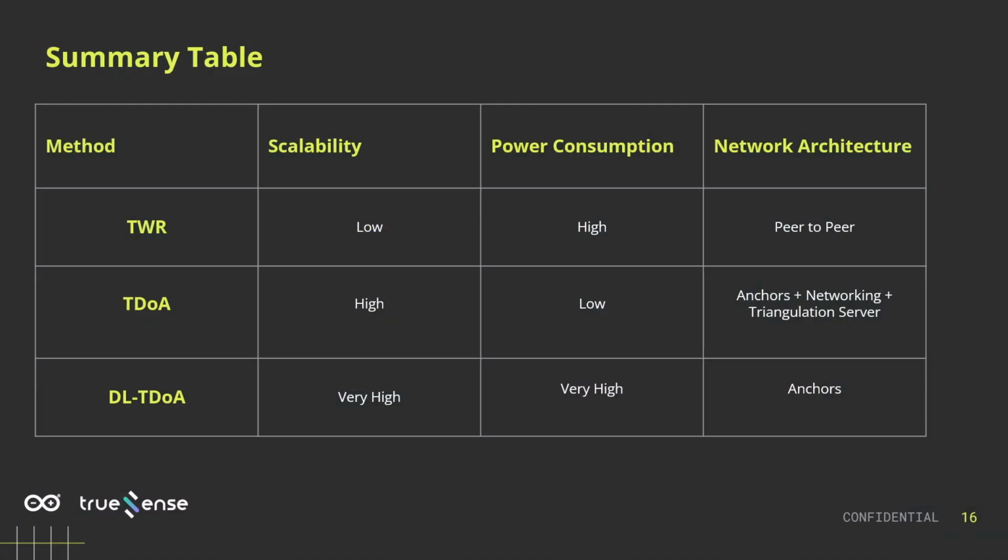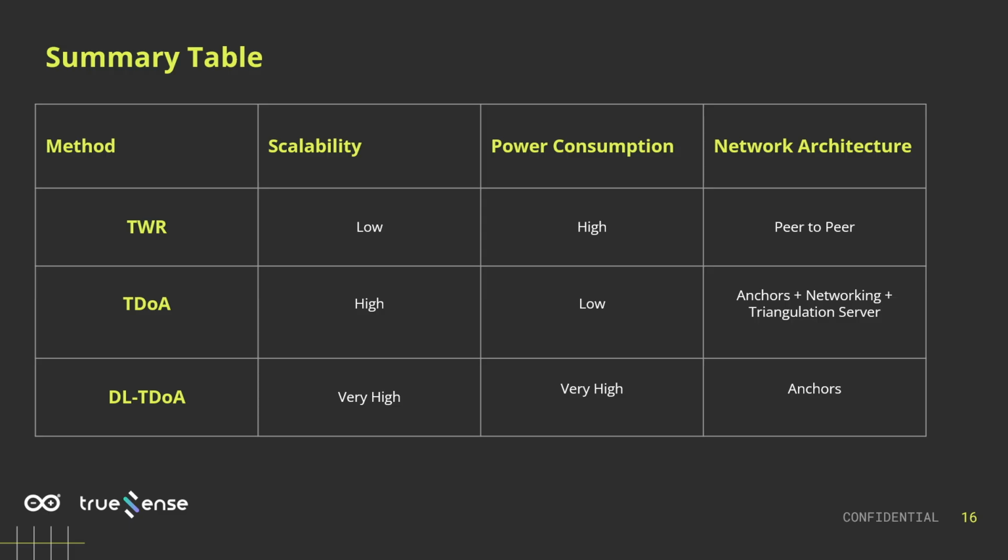So to summarize, very quickly, two-way ranging. We talk scalability, power consumption, network architecture. Scalability, I think we all understood it's very low. Power consumption is high. But you have basically no infrastructure needed. It's good for, again, proximity applications mainly.